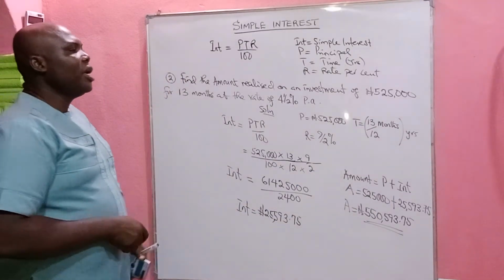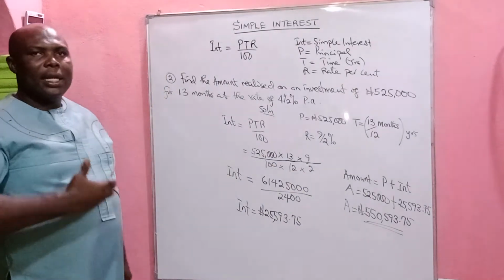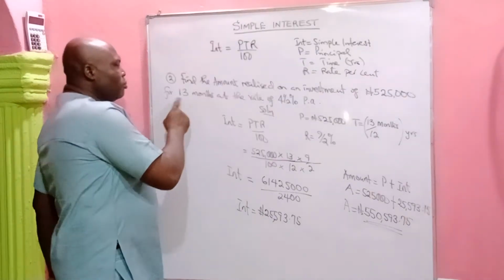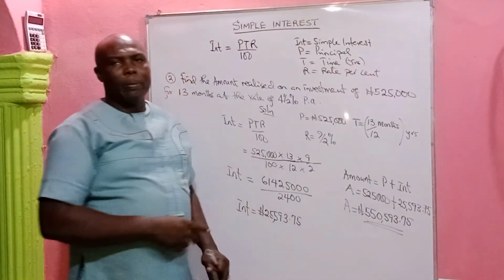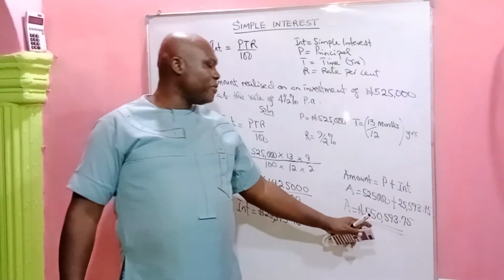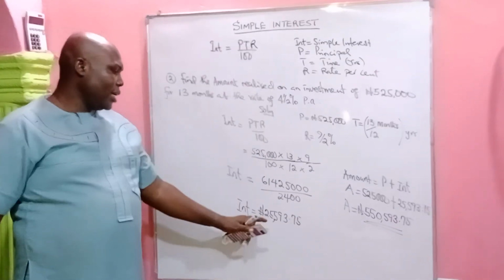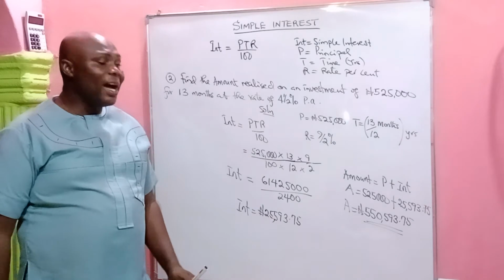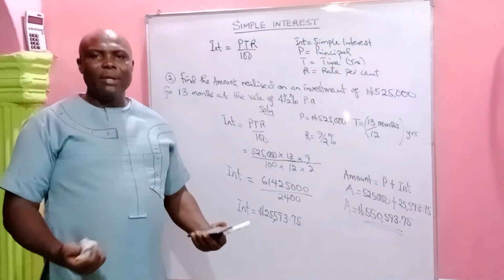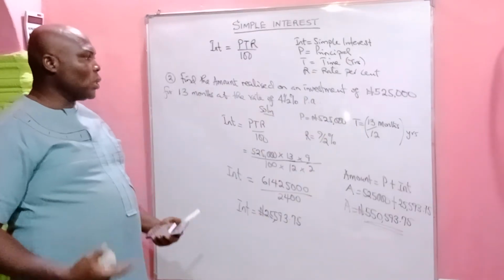It therefore means that if you invest 525,000 naira for 13 months, which is a year and 1 month, at the rate of 4.5% per annum, at the end of that period you are going to cash out 550,593.75, meaning that your simple interest is 25,593.75. That's how we calculate the simple interest and the amount. And don't forget that the amount is always the principal plus the interest.